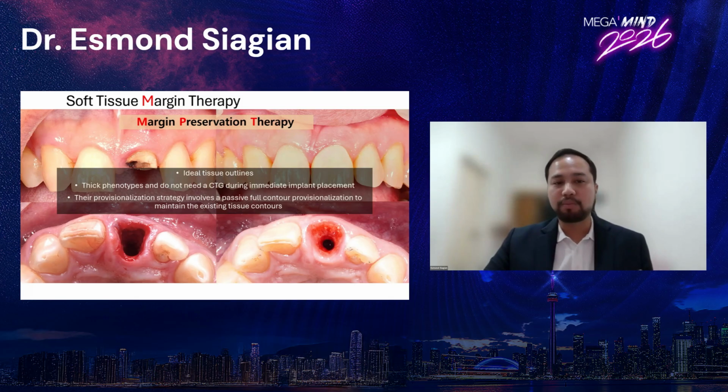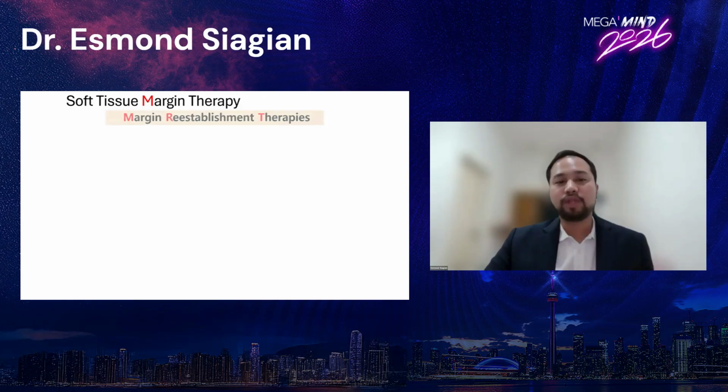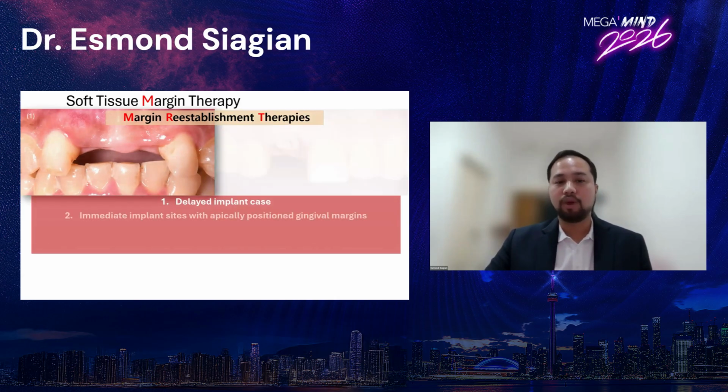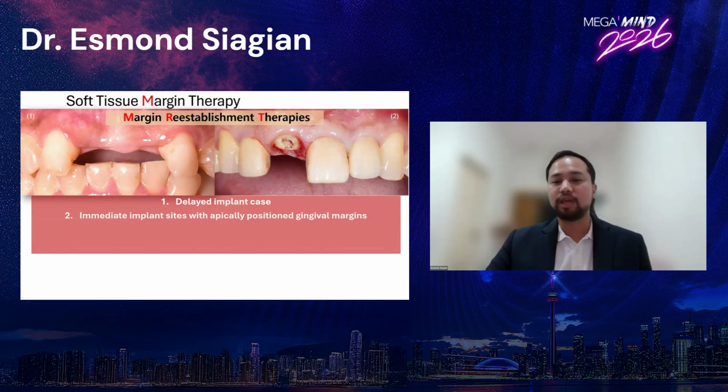This case with preservation therapy is very simple. It's quite simple, but very rare. Maybe for me personally, less than 20% of my aesthetic patients are only preserved. Most of the time, I do the margin reestablishment therapies. While in margin reestablishment therapies, we have another story. We have the delayed implant case, which is a case presenting bone dehiscence with or without recession.